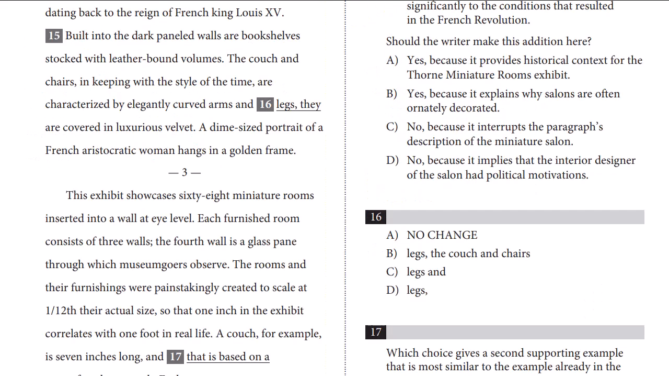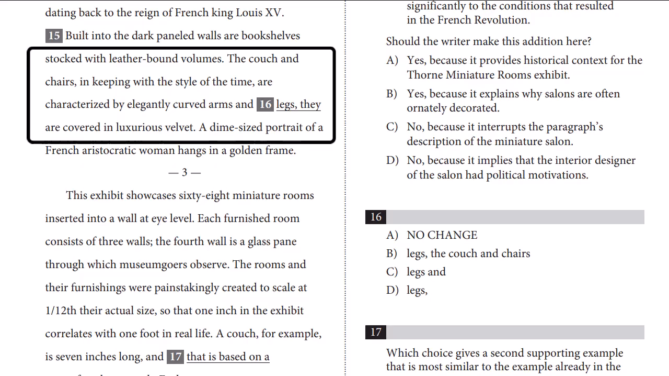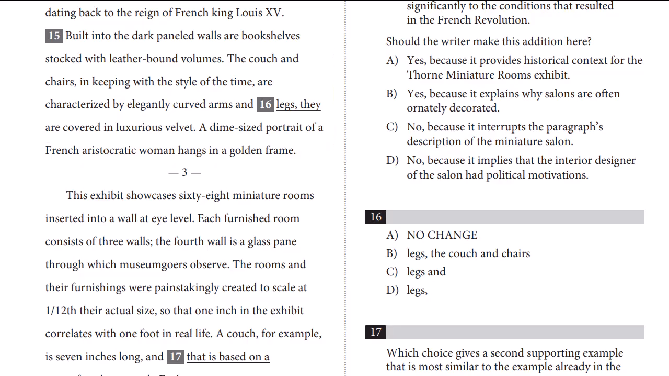Okay, number 16. The couch and chairs, comma, in keeping with the style of the time, comma, are characterized by elegantly curved arms and legs, comma, they are covered in luxurious velvet. So the couch and chairs are characterized by curved arms and legs. That's an independent clause. They're covered in luxurious velvet. That's an independent clause. The first answer would be a comma splice. That can't be correct.